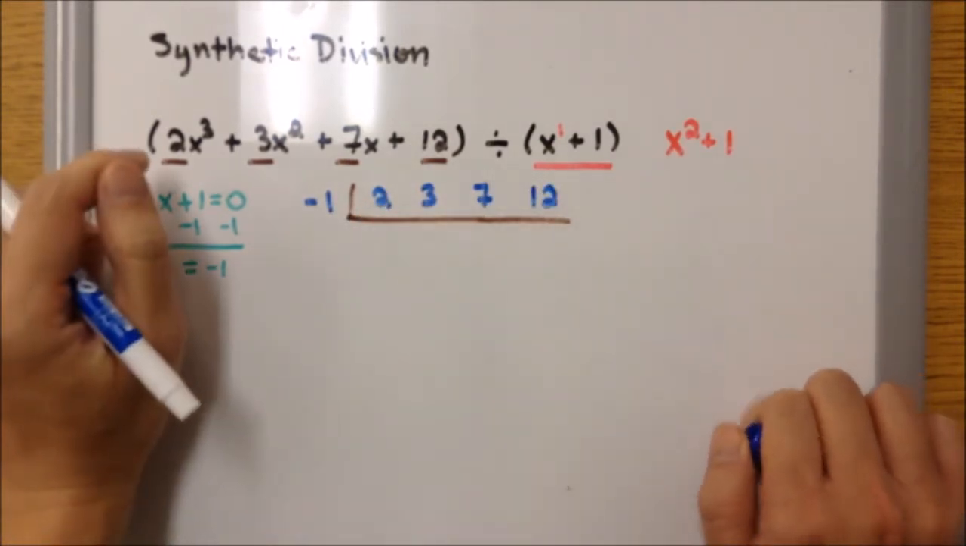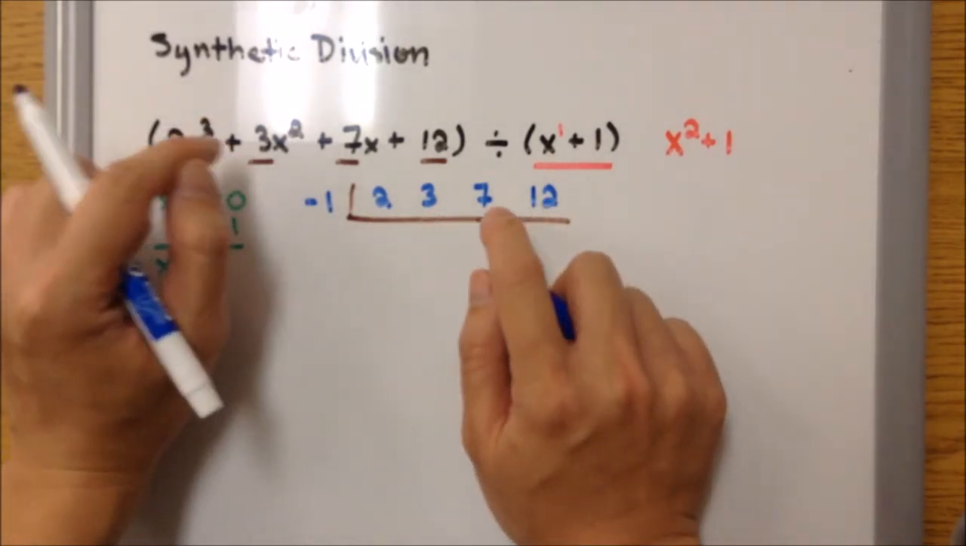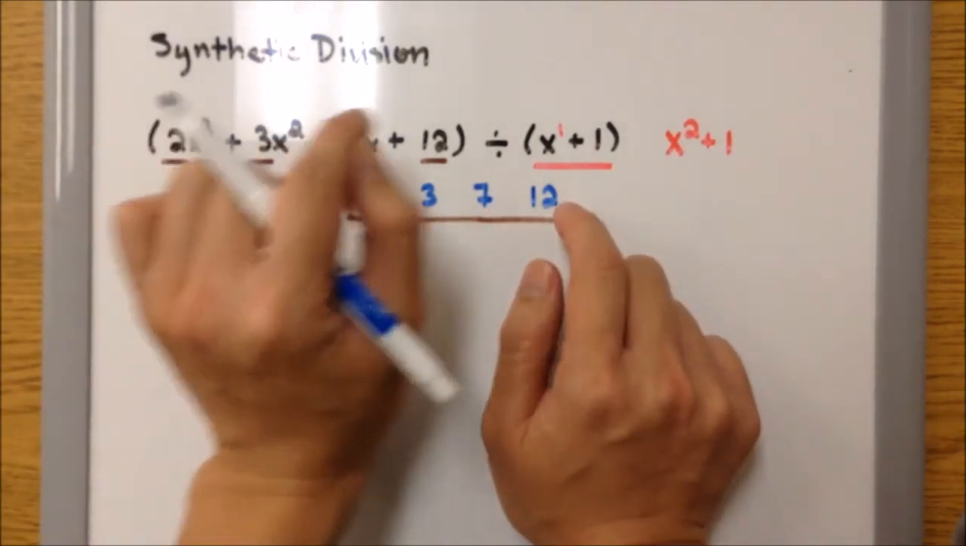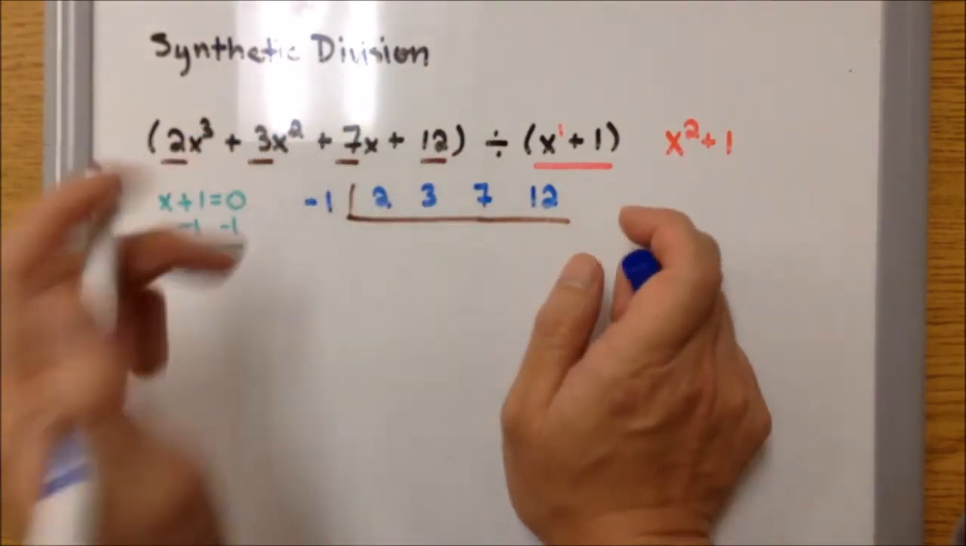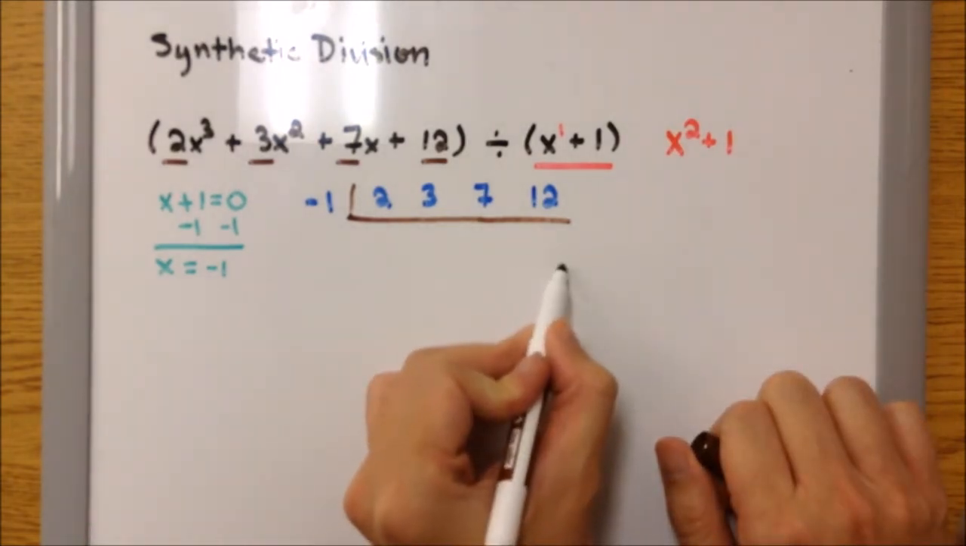Again, this 2 came from here. This 3 came from there. This 7 came from there. And that 12 came from there. All these from the polynomial function. Alright, so continuing with our work.